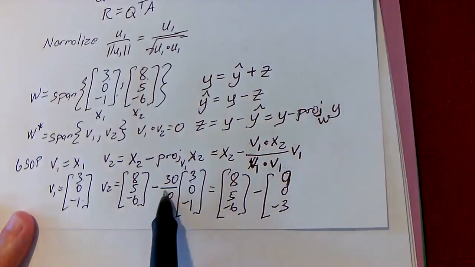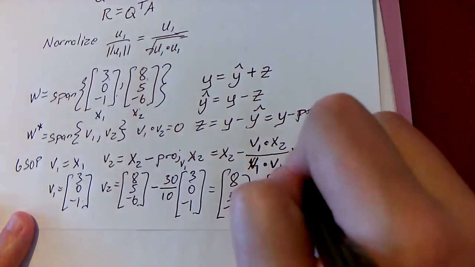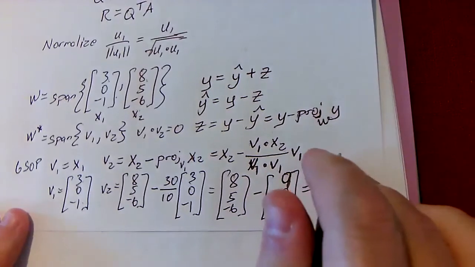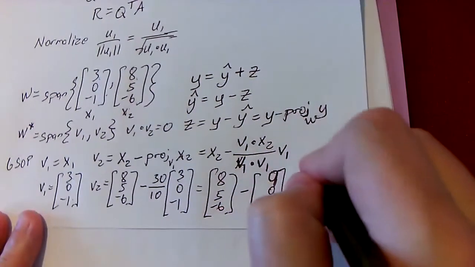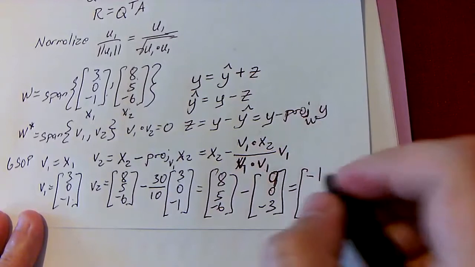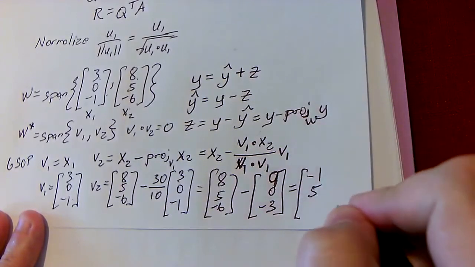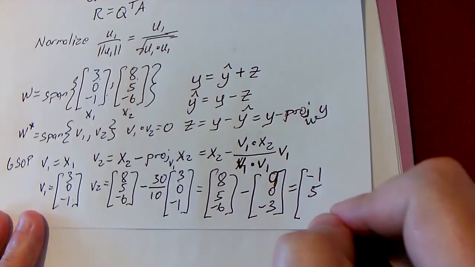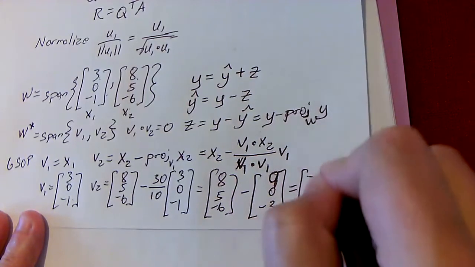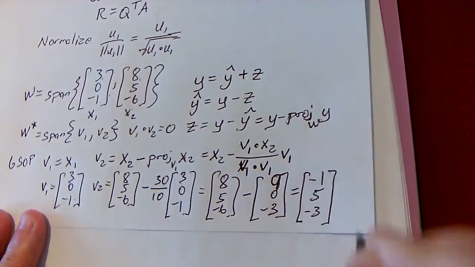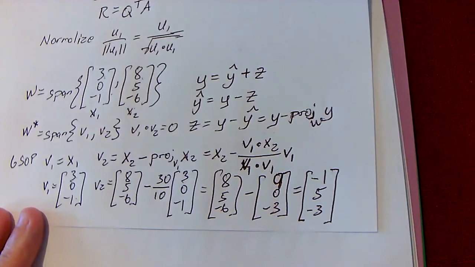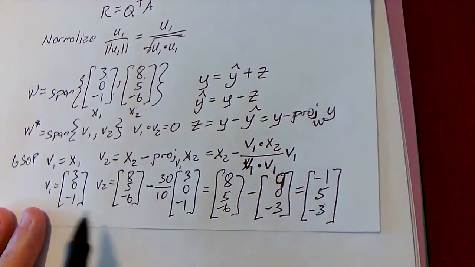3 times 3 is 9. 3 times negative 1, negative 3. Okay, now I need to do the subtraction. So when I subtract 8 minus 9, I get negative 1. 5 minus 0 is 5. And negative 6 plus 3 is negative 3. Okay, so negative 1, 5, negative 3. So here's V1 and V2.